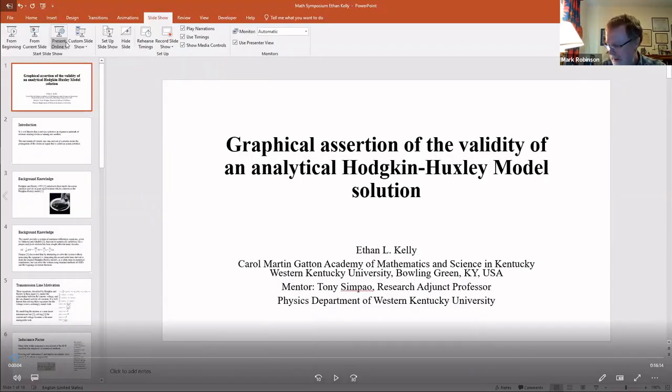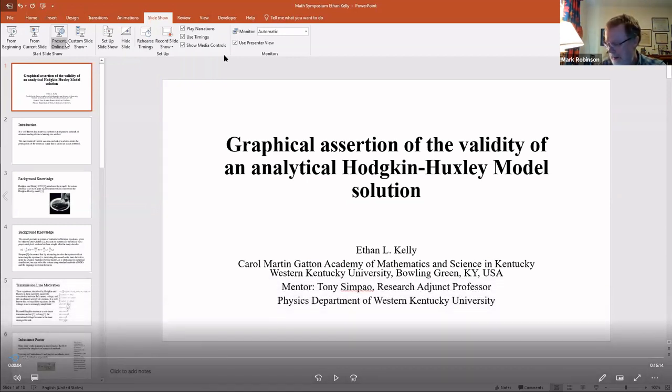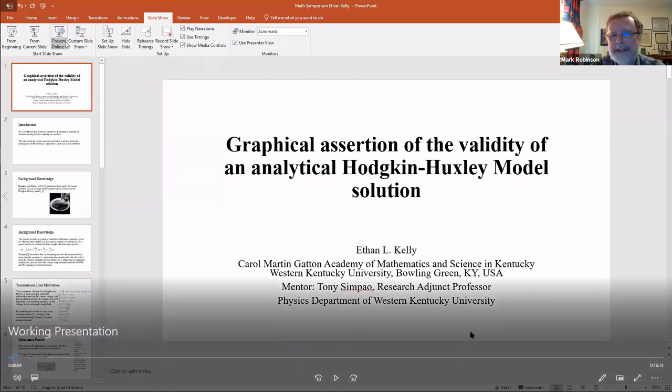So let me go ahead and introduce our speaker and the topic. Our next talk is by Ethan Kelly. This is on graphical assertion of the validity of an analytical Hodgkin-Huxley model solution. So you can go ahead and proceed then.